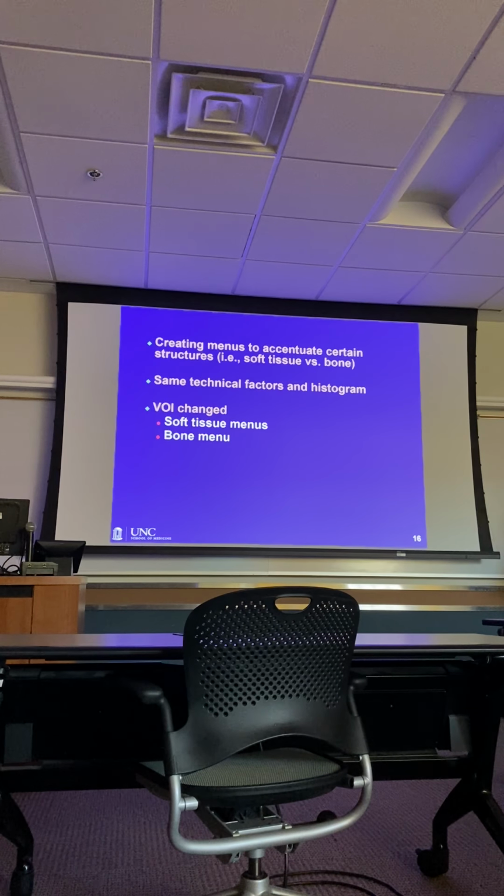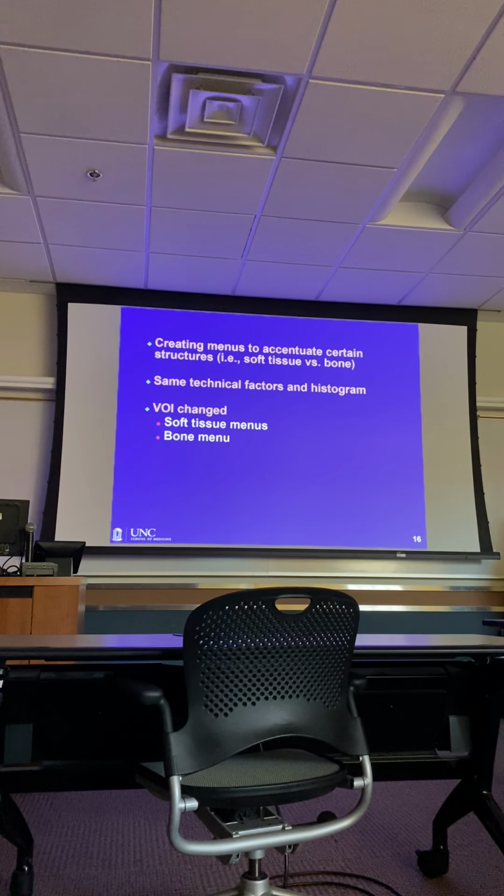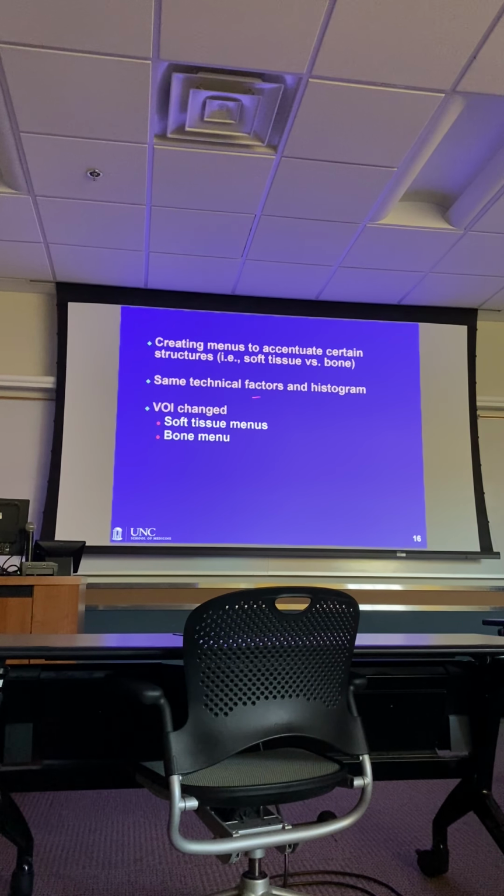So if you know somebody's here for a soft tissue study, you can select the button that says soft tissue neck. And it will process that information differently than if you just select a regular C-spine. So it's kind of cool that you can do that. It's nice because essentially you're using the same technical factors, and a histogram is generated.